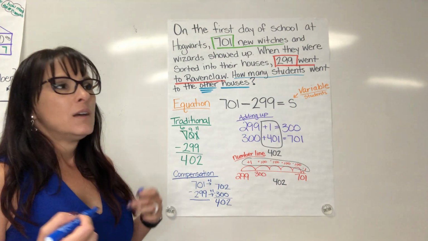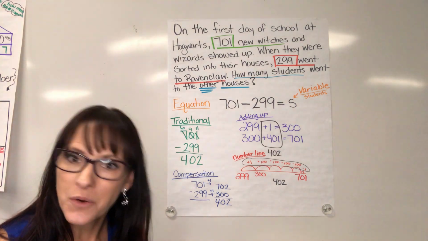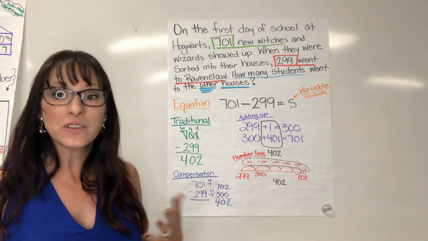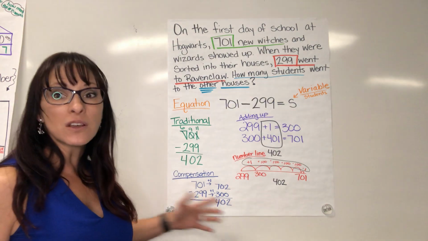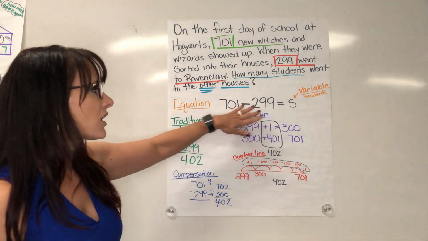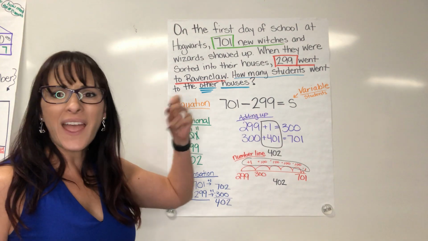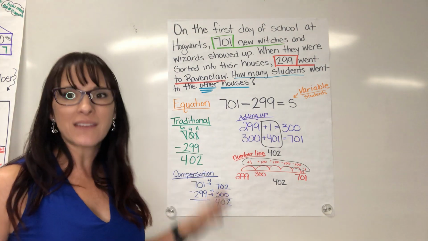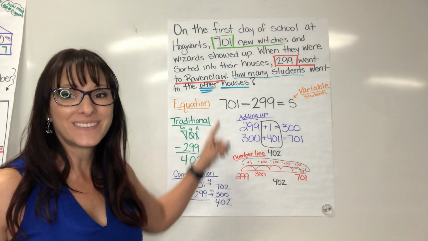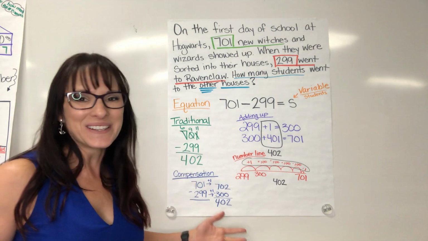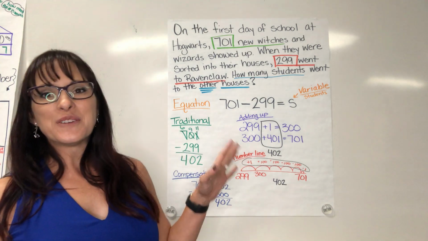So, point of my crazy story is watch your numbers. Let's start getting familiar with how to make our numbers easier, and we will be mental math wizards. Get it? Wizards by the end of 4th grade.